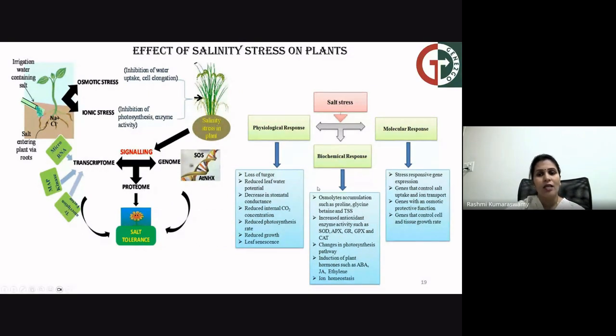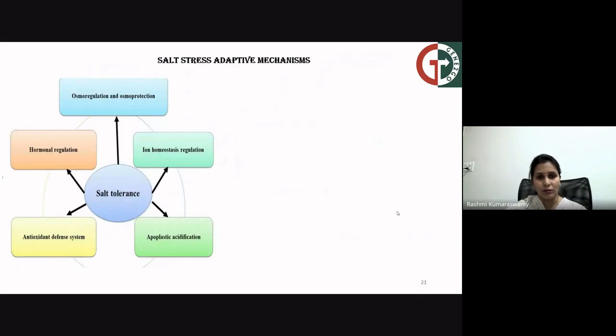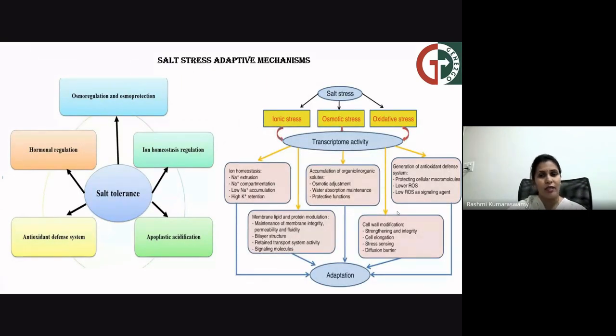And these are some of the responses of the plants at different levels during the stressful condition. And apart from this SOS pathway, the plant has other pathways like extrusion, where it will remove the excess chloride or sodium ions from the cells through compartmentalization, through lower sodium accumulation, or through potassium retention. And this is called ion homeostasis. Basically, through ion homeostasis, plants will overcome the salinity stress conditions.